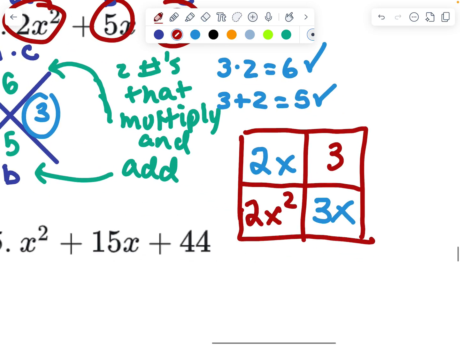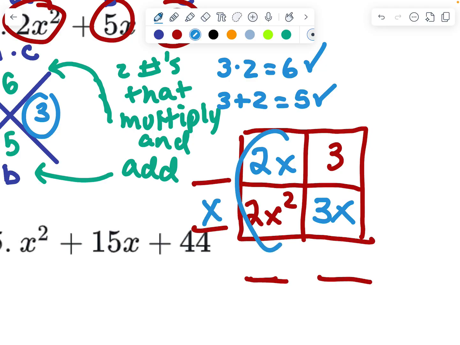Now that we have this, we are going to pull out numbers for what they have in common. And so we could look at 2x squared and 3x. These are both divisible by an x. We could factor out an x from both of these terms here. Okay? Same with the 2x and the 2x squared. Here we could pull out a 2 and an x. These are both divisible by 2x. We could factor out 2x. 3 and 3x, we could pull out a 3. And then 2x and 3, they only have 1 in common.